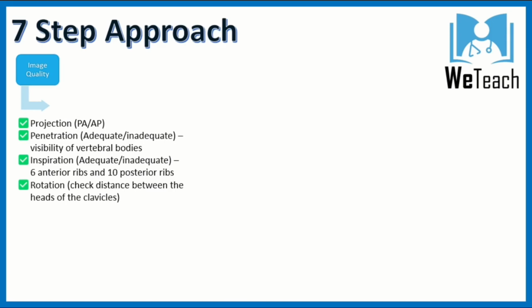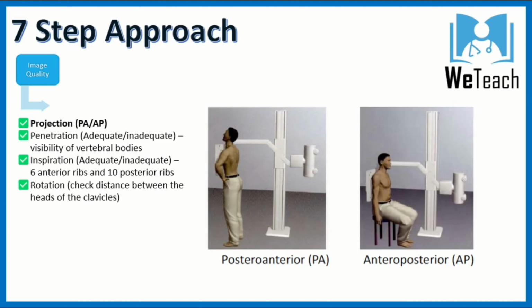After checking the patient's details, we will have to inspect the image quality of the X-ray. And we can do that by checking the projection, penetration, inspiration, and rotation of the X-ray. Projection is of two types, anteroposterior and posterior-anterior. In anteroposterior, you can see that the patient is seated and is facing forward with his back resting on the plate. Posterior-anterior is when the patient is standing and is turned behind with his chest on the plate.